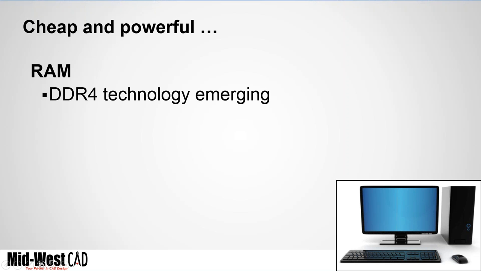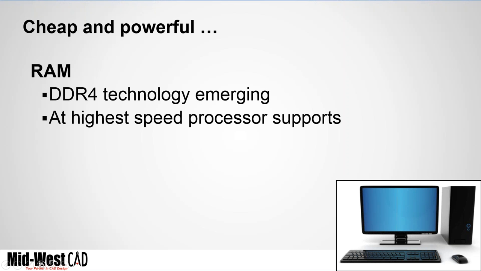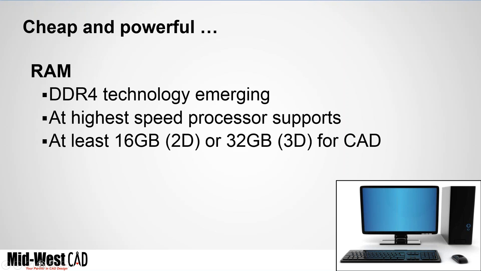So if I were buying a new machine today, I would tend to buy one that supports DDR4 memory technology. You obviously want to get the highest speed RAM that the processor supports. You're not saving money by buying slower RAM and putting it in a faster processor. All you're doing is loading your processor down, boat anchoring it, if you will, with slower RAM technology. So buy the fastest RAM that is supported by your processor.